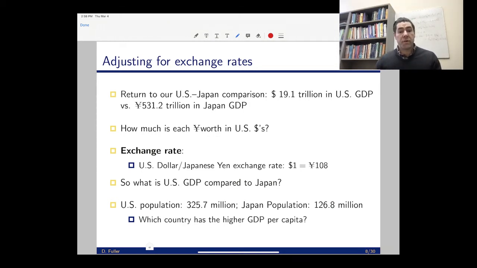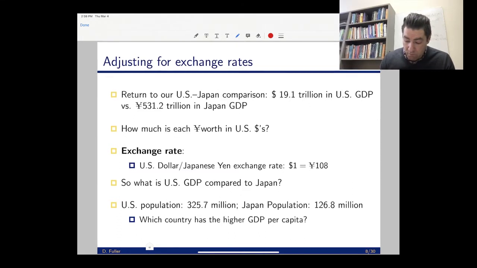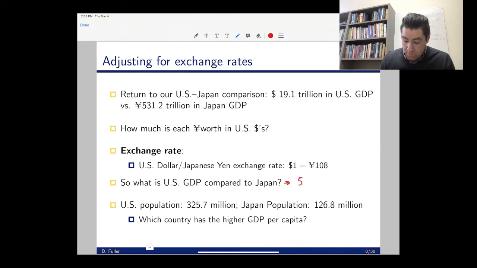Okay, so we just figured out in the previous video how we can convert the Japanese GDP in yen into US dollars. That was 531.2 trillion yen times $1 for each 108 yen, which left us with, I think, 4.92 trillion US dollars. So the GDP in Japan, calculated in US dollars, is 4.92 trillion.